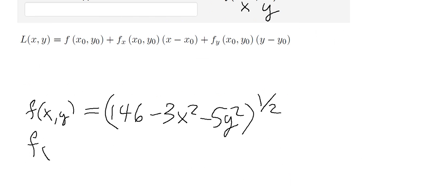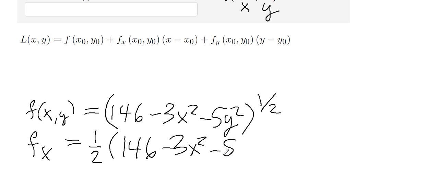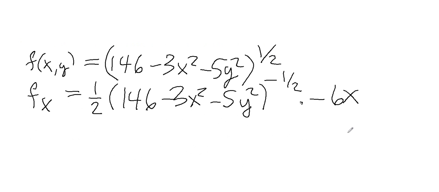So f_x here, our x derivative, is going to be 1/2 comes down in front, inside stays the same. Decrease our exponent by 1, so that'll now be a -1/2. And then x derivative of the inside, and the only thing that doesn't have an x derivative, 0, is right there, and its derivative will be -6x. So times a -6x.